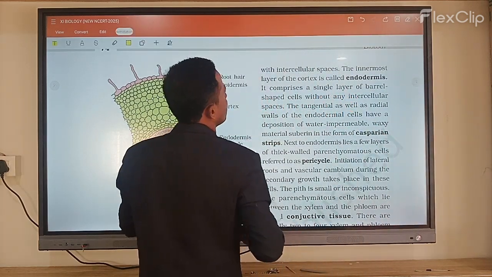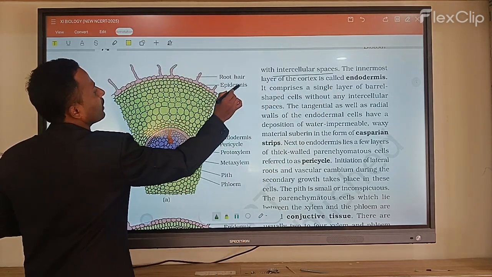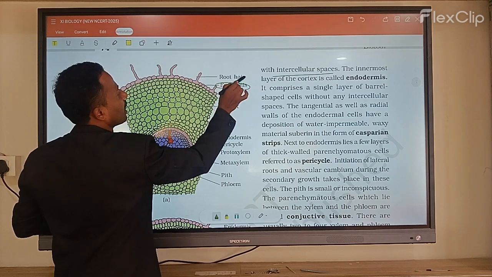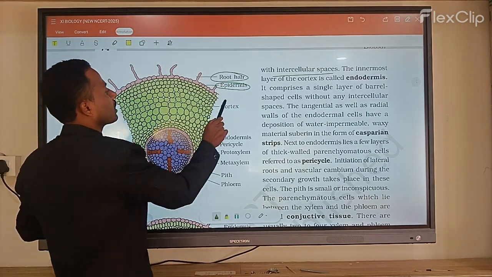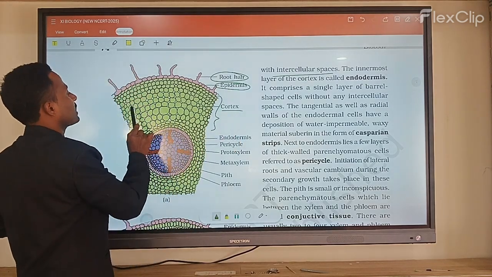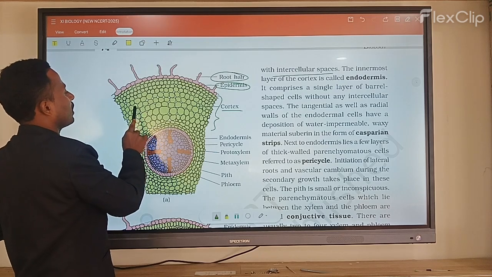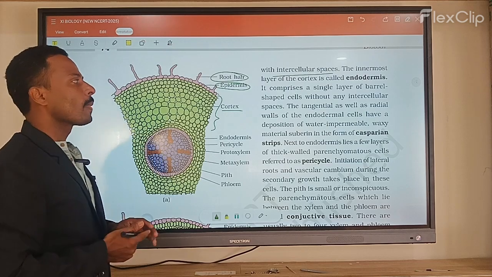The thin-walled parenchyma cells have intercellular spaces. See here, this is the outermost layer, the epidermis, in which the unicellular root hairs are present. And this is the cortex. The cortex consists of parenchyma cells with intercellular spaces also present.